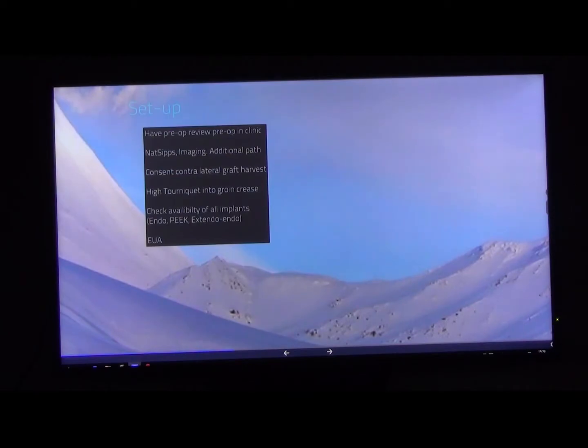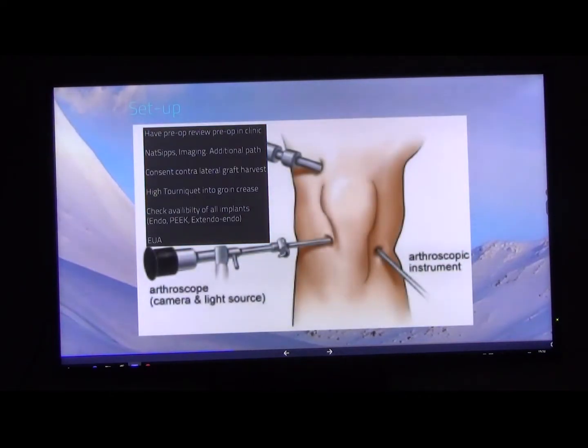Imaging is essential to pick up that additional pathology, and also, obviously for the consent, as anyone who's worked on our firm knows, please consent the other side. I'm not sure what the number is, but every now and again you'll get a bigger patient with a smaller graft, or I make a mistake and amputate the graft, and the option to go to the other side is ruled out if you haven't put contralateral graft targets. High tourniquet in the groin crease, particularly in someone with lots of musculature, rugby players, and basic stuff like checking you've got all the concomitant kit that you need to do the operation. And as Sammy said, an EUA.